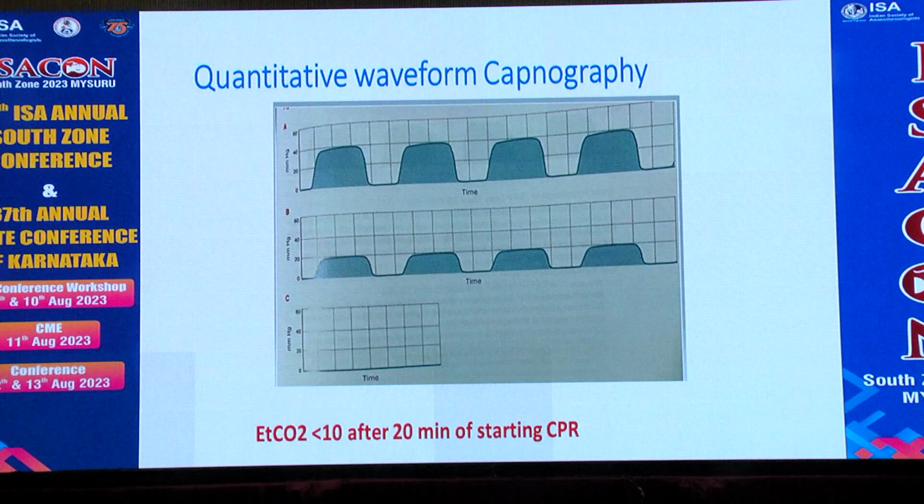So, in quantitative waveform capnography during cardiac compression, it should be either the normal one, or you can see that if it comes up to 20 millimeters of mercury, we can continue with cardiac compression, or in the third phase, the asystole has occurred.